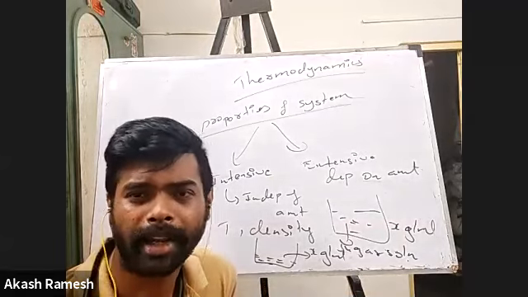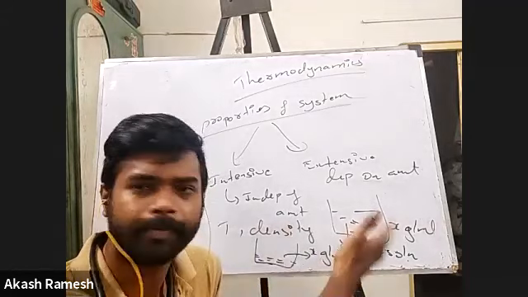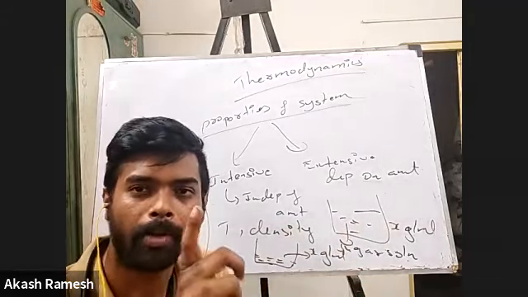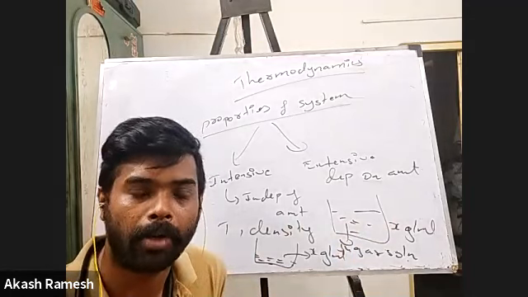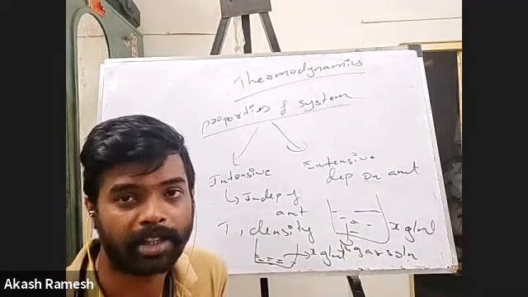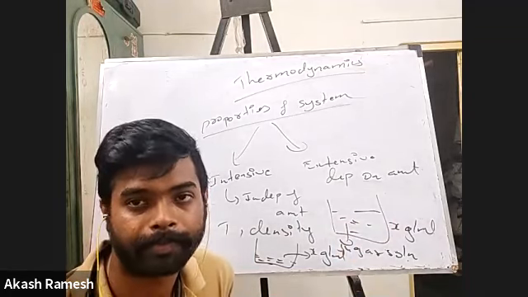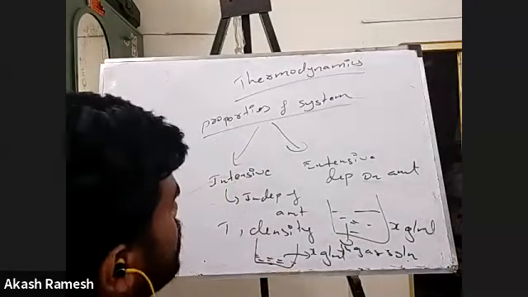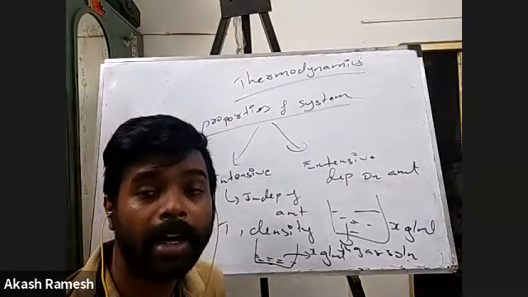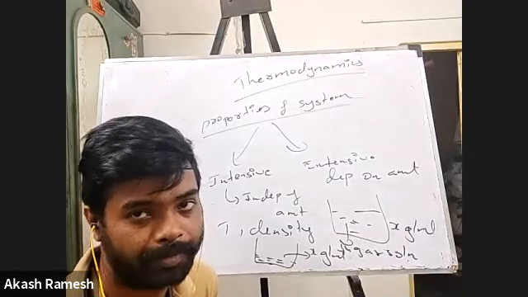So how will you decide whether something is an intensive or extensive property? You can do this experiment. You take some amount, convert it into half the amount, and check whether that particular property is changing or not. If it changes, it's an extensive property. If it doesn't change, it is an intensive property. So temperature, density, all these things are intensive properties of the system, right?